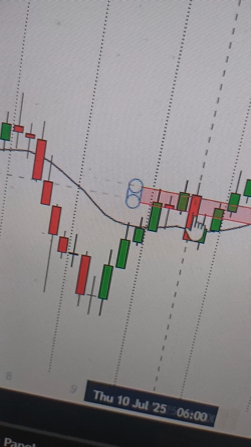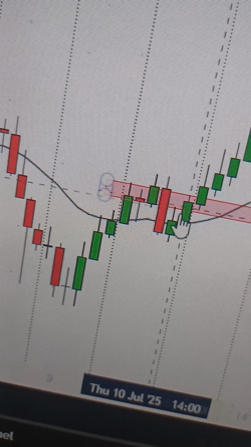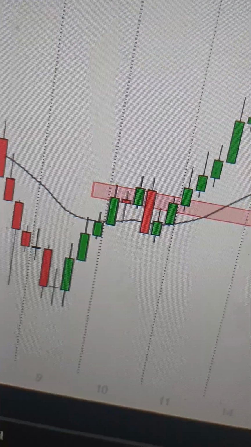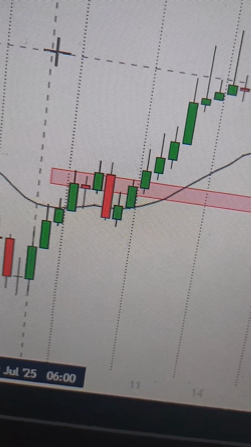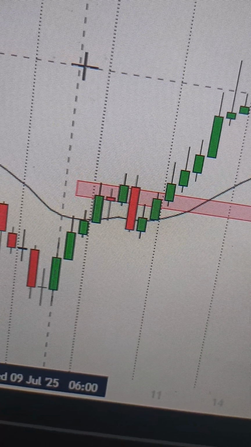We break. Good. We come to retest the 20 EMA. We break this SNR, and that's it. We have to break the 20 EMA, retest the 20 EMA when you are retesting a zone, and then you take your trade there.